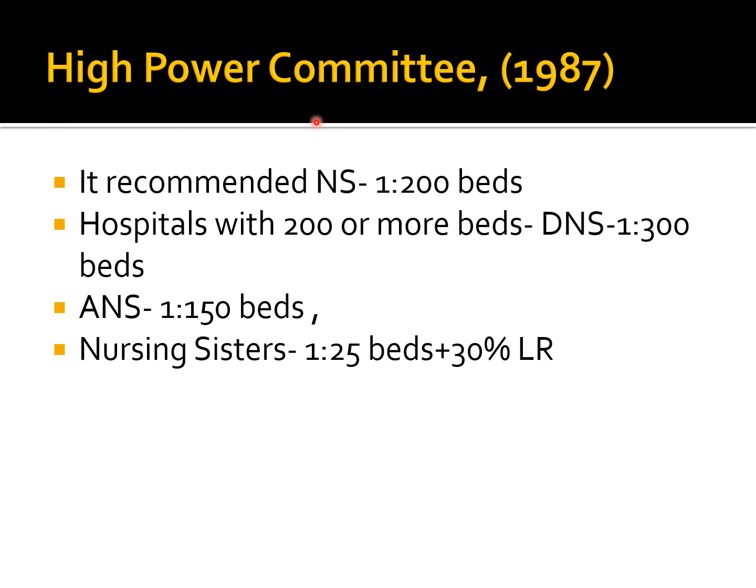Coming to the recommendation by High Power Committee in 1987, nursing superintendent 1 for 200 beds. Hospitals with more than 200 beds, there must be deputy nursing superintendent in the ratio 1 for 300 beds. Then assistant nursing superintendent 1 for 150 beds. Nursing sisters or head nurses 1:25 beds plus 30% leave reserve in case the required staff takes leave.